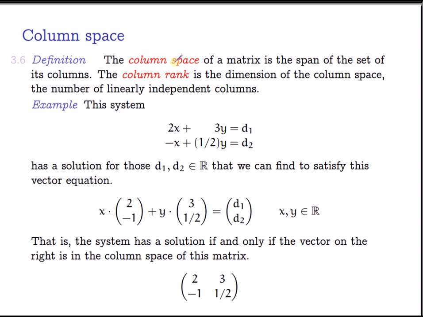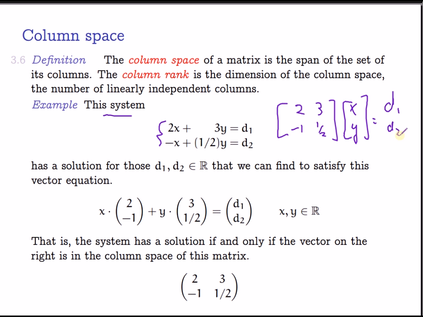Now, here's an example. If I have a system of linear equations, I can write this in vector form. We know we can write this in the matrix form, right? We can write it as the matrix with rows 2, 3 and minus 1, 1/2 times (x, y) equal to (d1, d2). That's one way we can write this. But we can also write this in vector form. Look at these two equations. Here we have x multiplying 2 in the first equation and minus 1 in the second equation. Here we have y multiplying 3 in the first equation and 1/2 in the second equation.